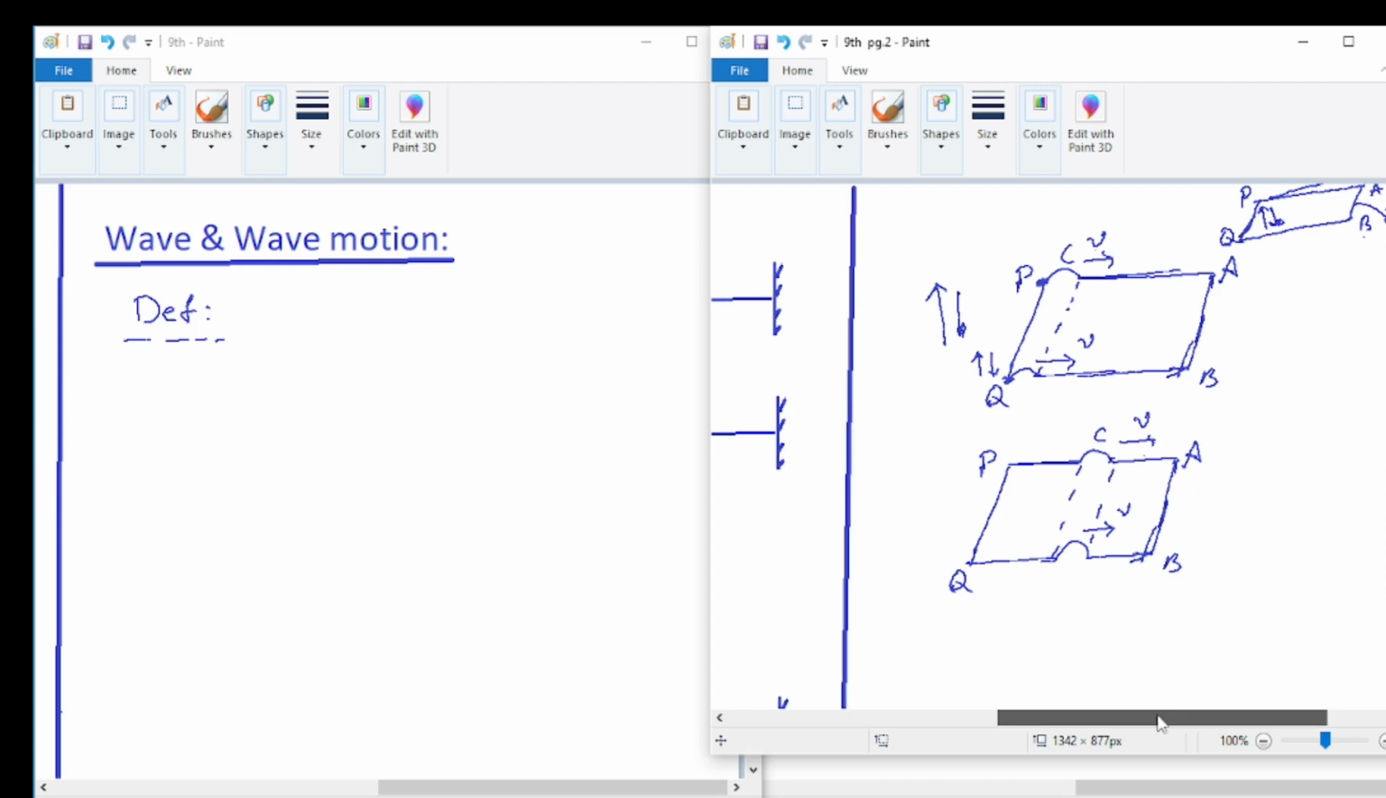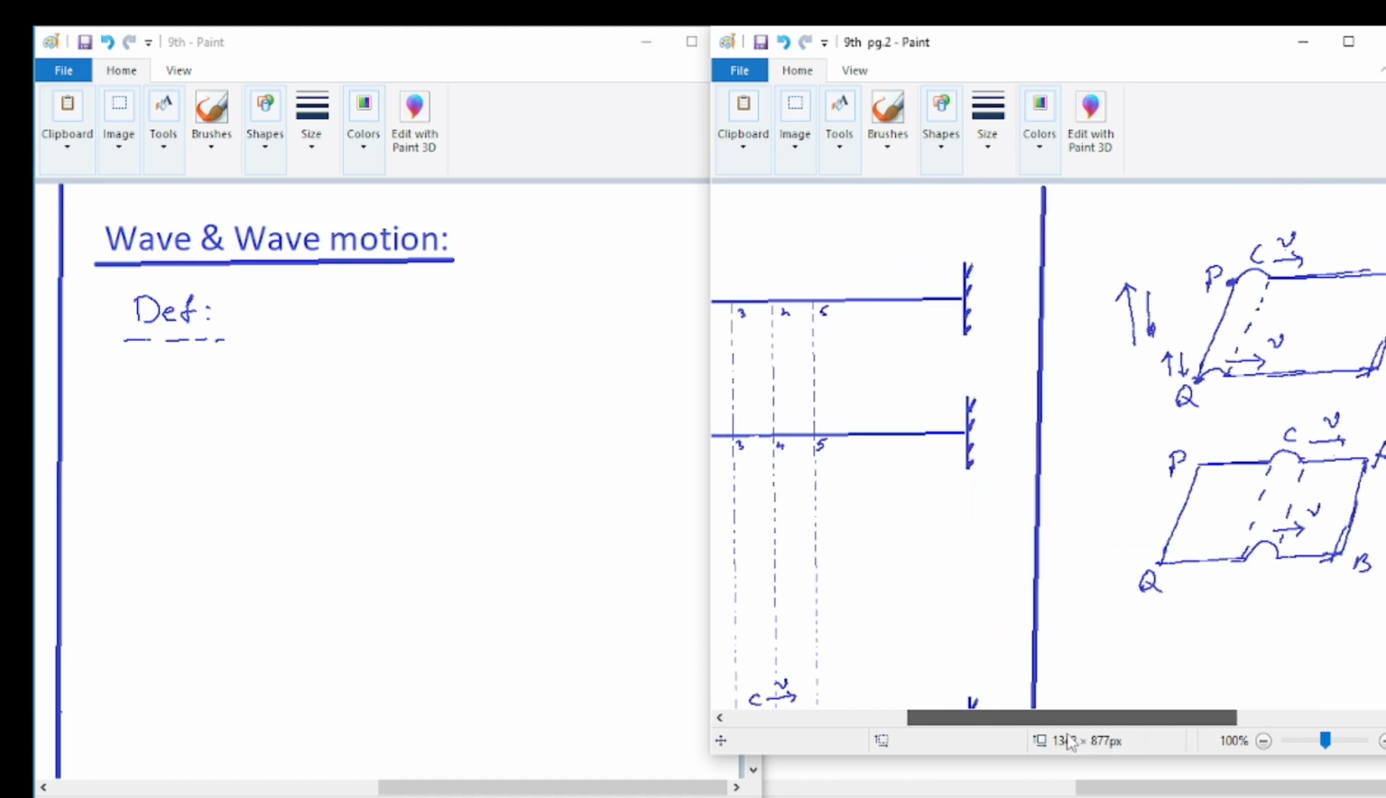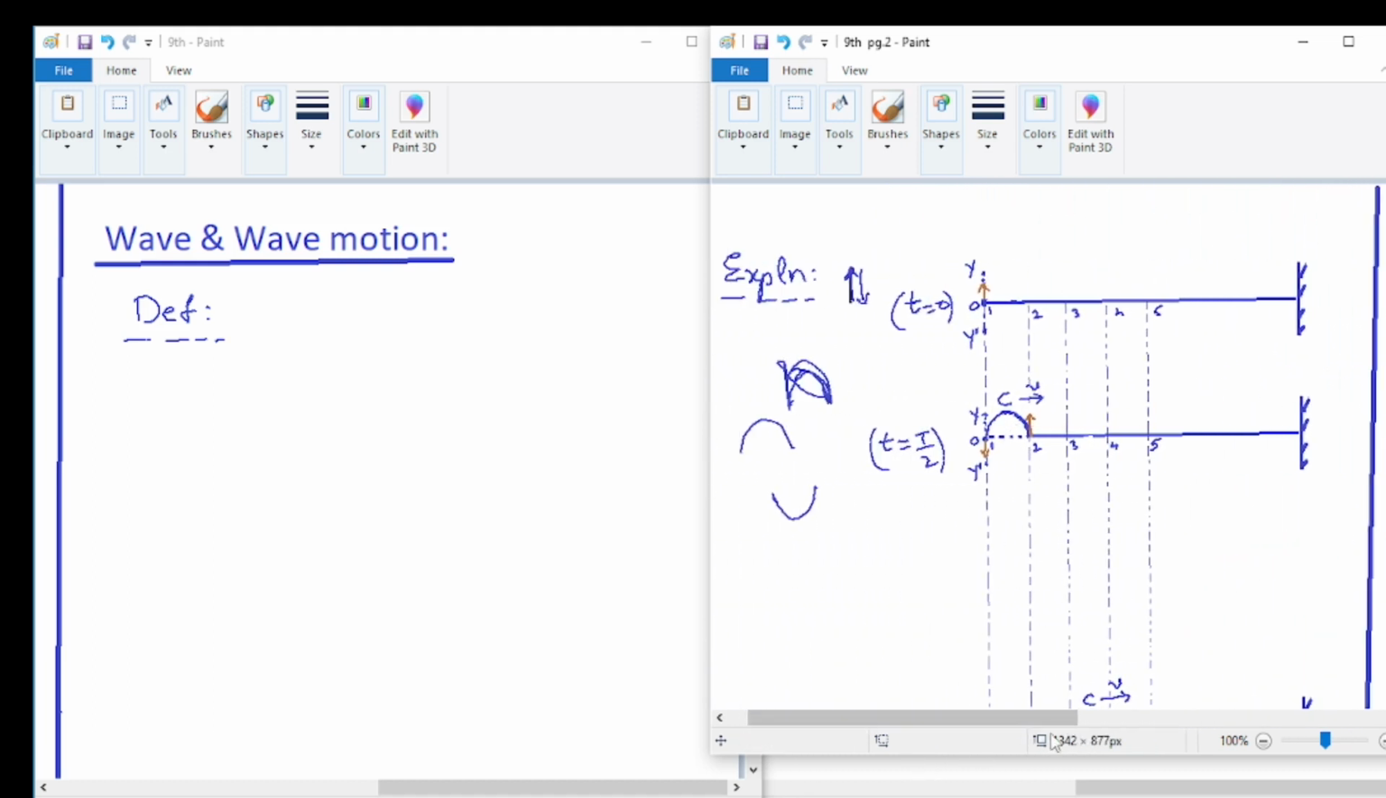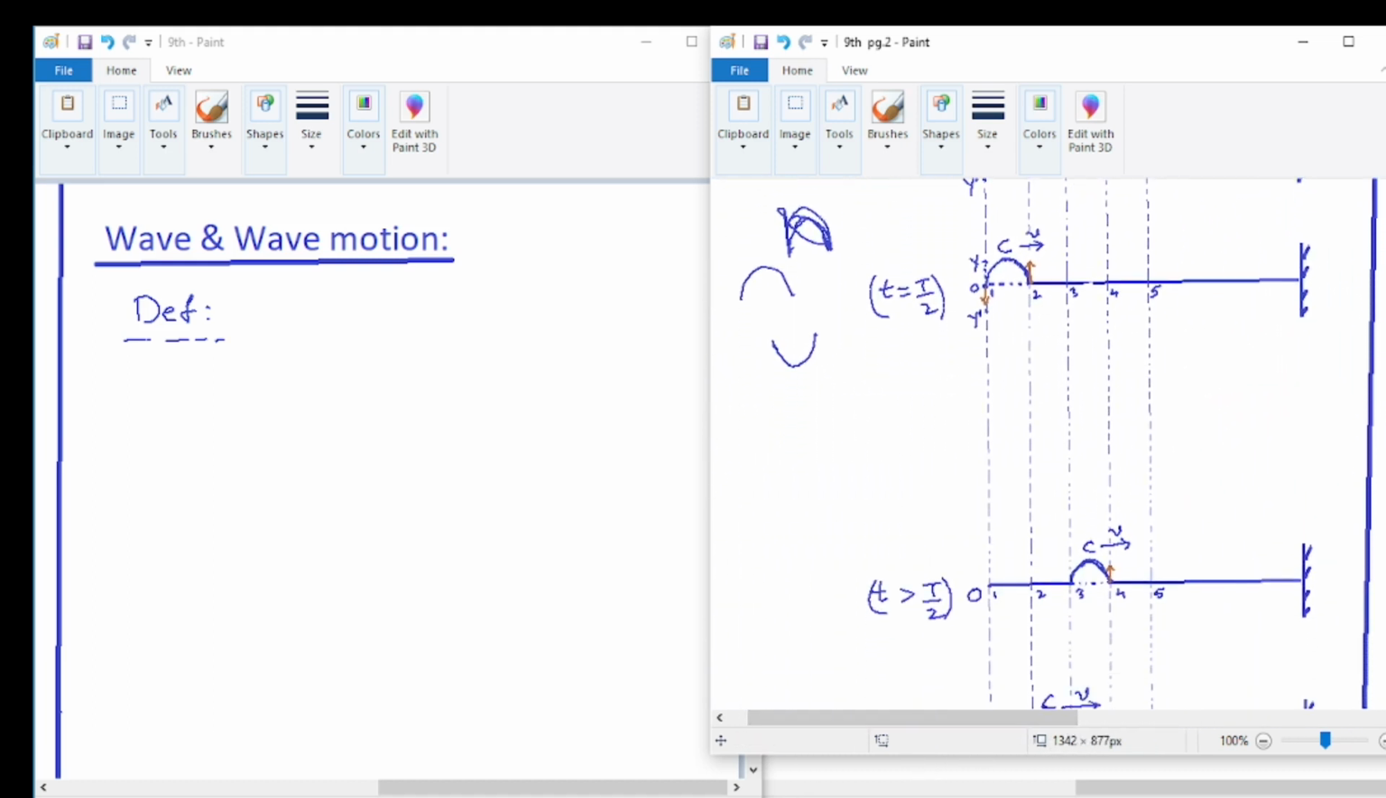But how is this wave propagating? Just observe here. How is this wave propagating, or propagating means traveling? How is the wave traveling? Because of transmission of vibrations. One particle transmits its own vibration to the next particle, which transmits the vibration to the next particle, because of the continuous transmission of vibrations.